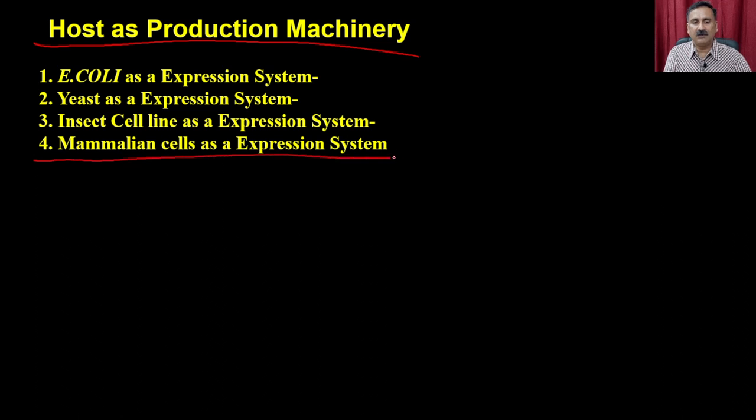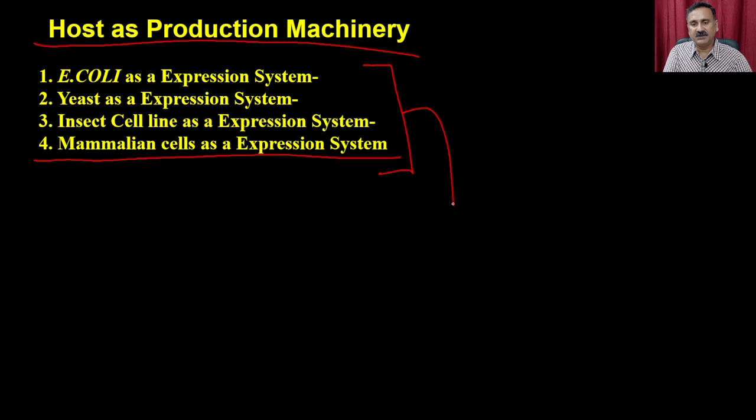So this is all about the expression machinery that we have discussed for protein production or enzyme production. We have discussed the E. coli expression system, the yeast expression system, the insect cell line expression system, and lastly we have also discussed the mammalian expression system.